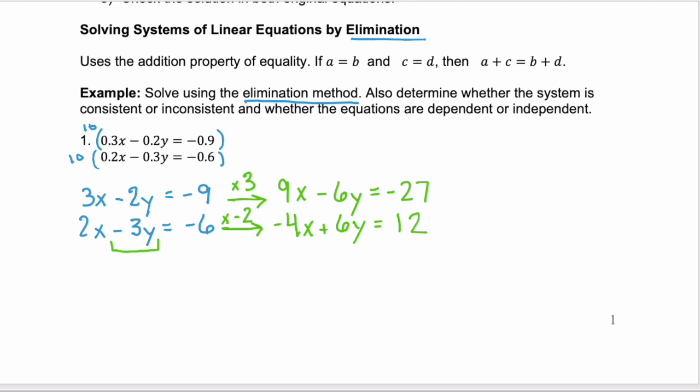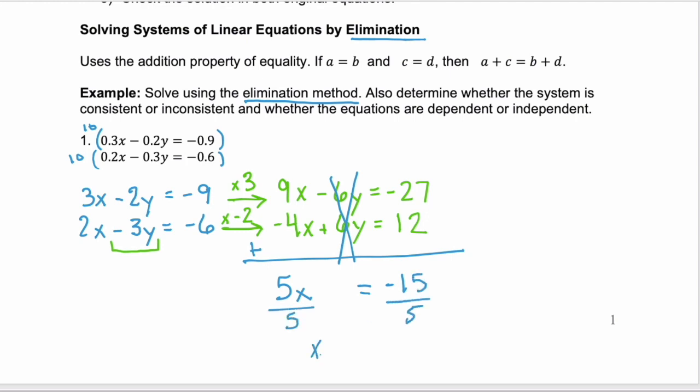Now that we've altered the equations, we can use elimination. So we're going to add them together. And we add vertically. So 9x plus a negative 4x gives us 5x. The y's cancel out. They get eliminated. And 5x ends up being equal to negative 15. Now we can divide by 5, and we get x equals negative 3.